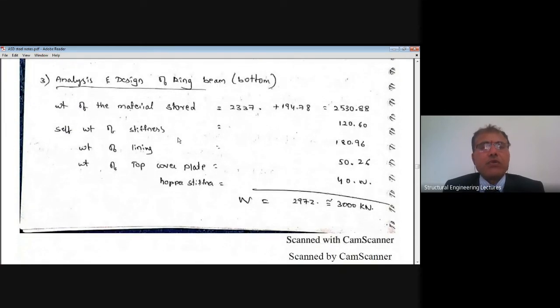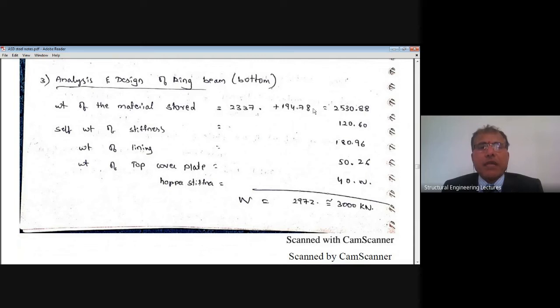Then now we'll move to the analysis and design of a ring beam. The bottom ring beam, which is a circular ring beam, this entire cylindrical portion is resting on a massive ring girder, which is resting on a set of columns, n number of columns.